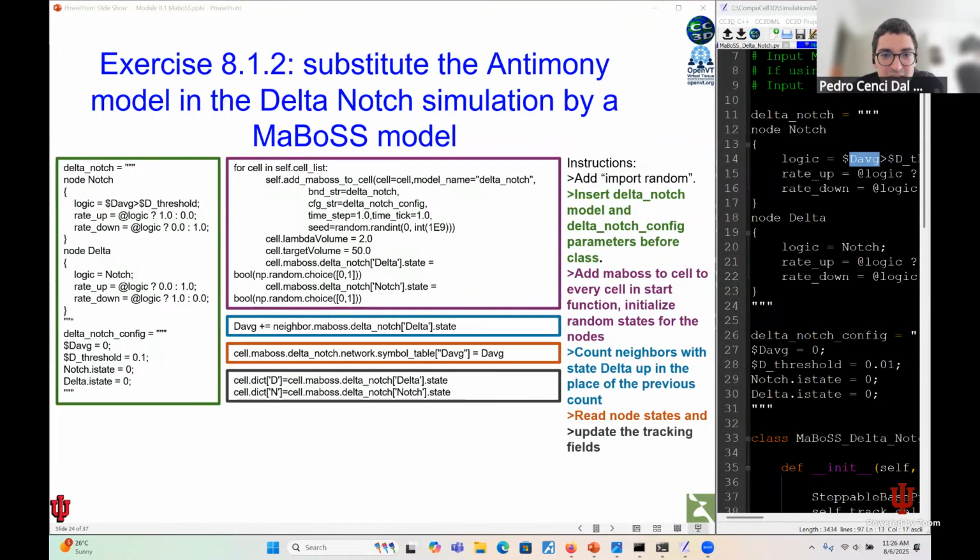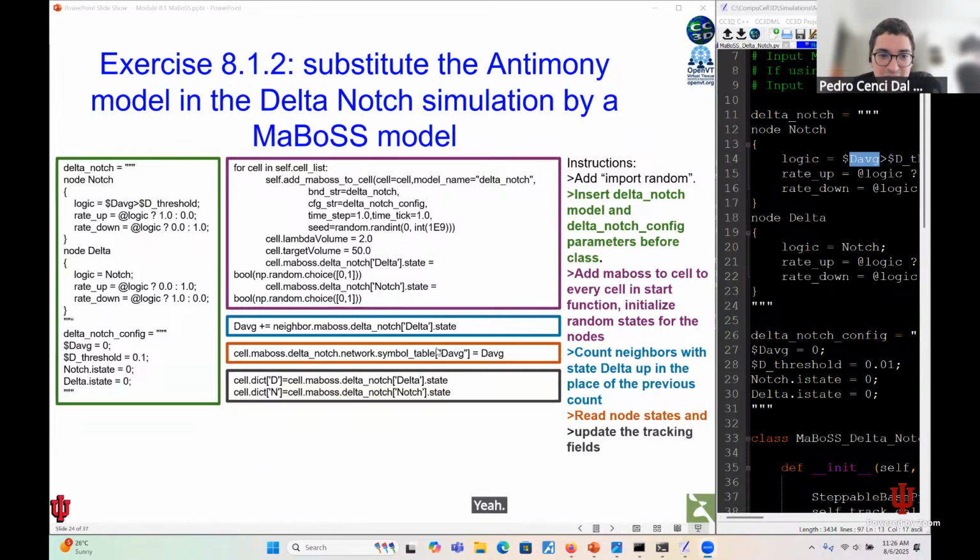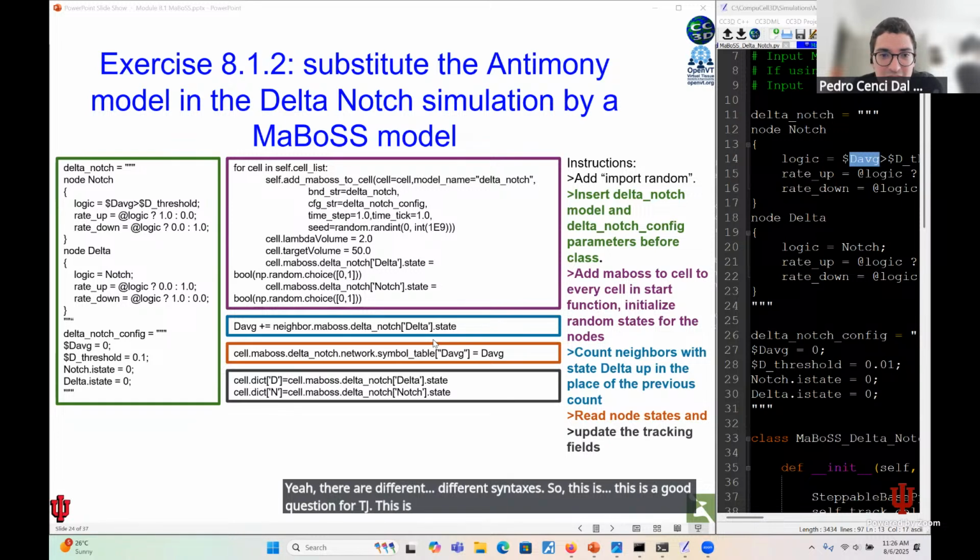If you could assign the value by something like, oh, but what you said, that will be wrong too. Yeah, there are different syntaxes, so there's nothing I can do here. They are different syntaxes. So this is a good question for TJ. This is how it was designed.